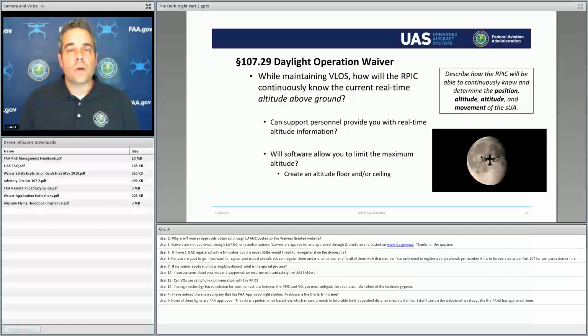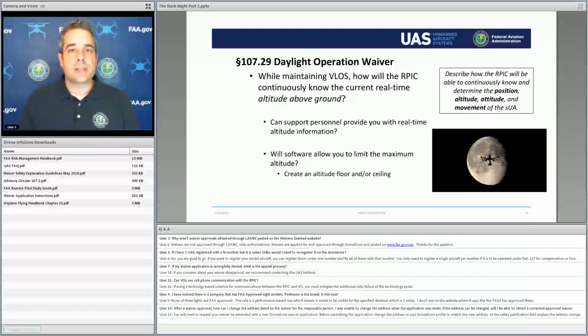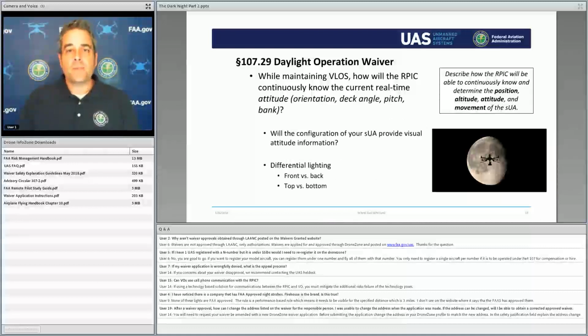So do your visual observers know how to take a look at your UAS and see how high it is, roughly how high it is? Again, this information needs to be obtained visually, but certainly you can use backup devices like telemetry.